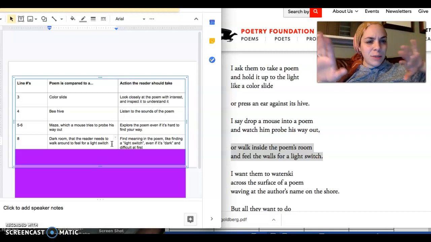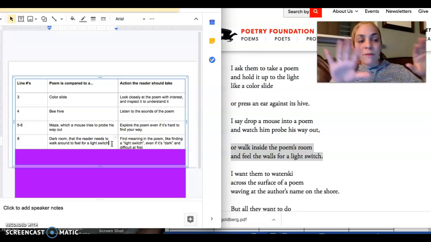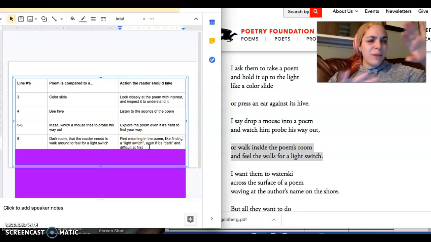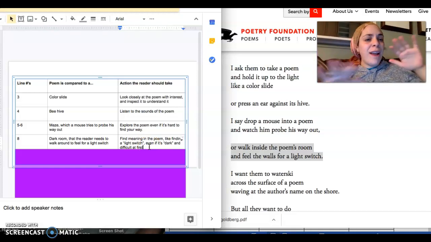And what sense are we using? This is the imagery using touch, that we're looking around and feeling with our hands because it's dark. So what does the reader need to do? What does it mean to feel around? It means find meaning.